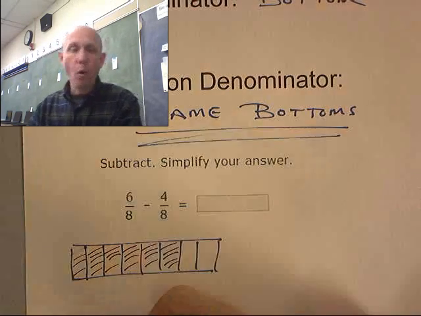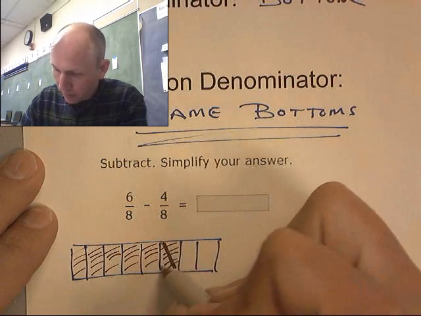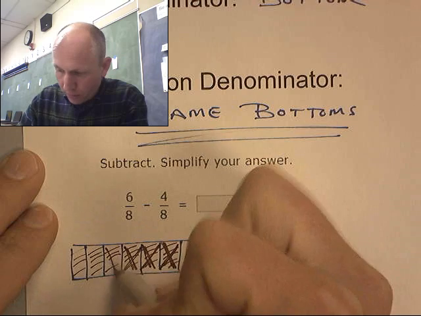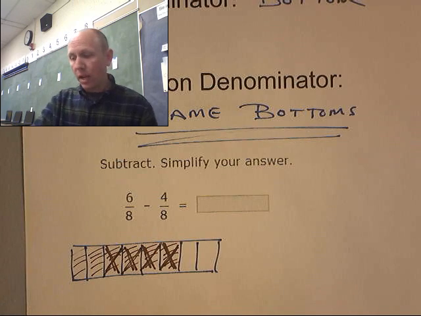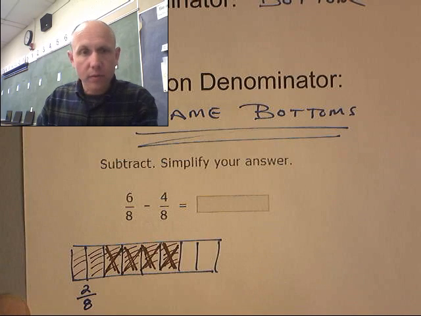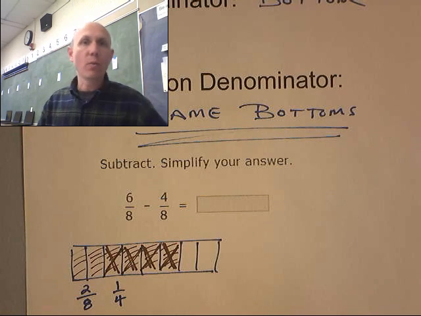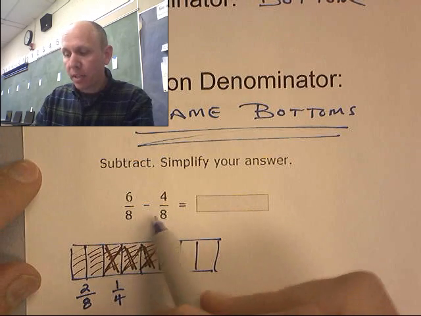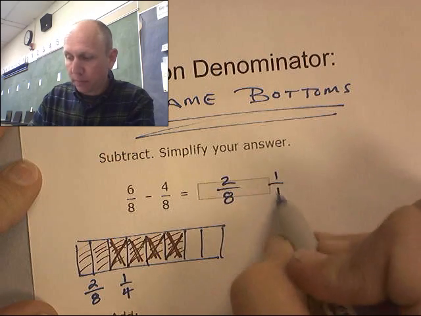I'm going to take away 4 of those 6. So let's take this one away. This one's going away. Goodbye. 1, 2, 3, 4. What am I left with? I'm left with 2/8, which is 1/4. I reduced it down. You've already watched the video on reducing. I have to have the common denominator of 8. So what's 6 minus 4? That's 2 over the common denominator 8. That's 1/4.